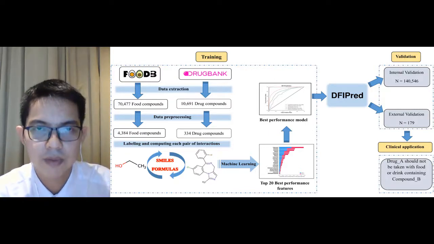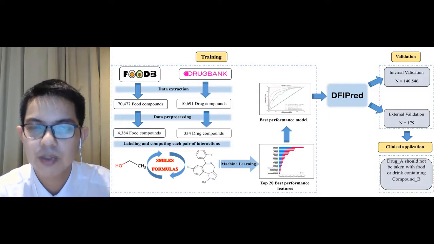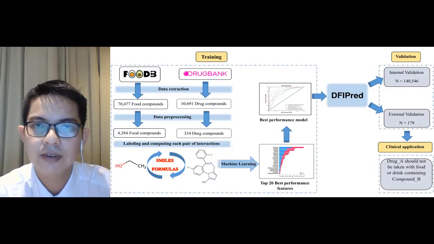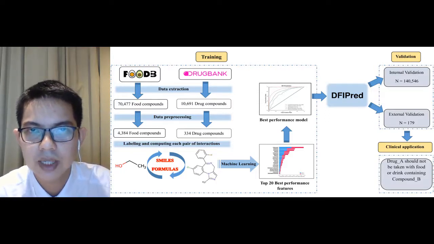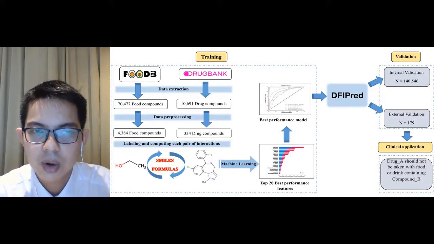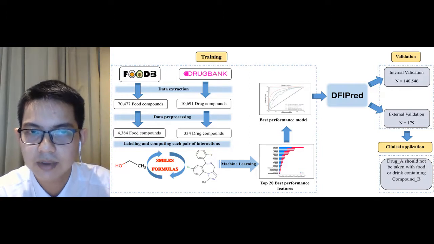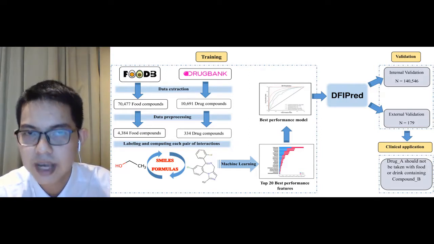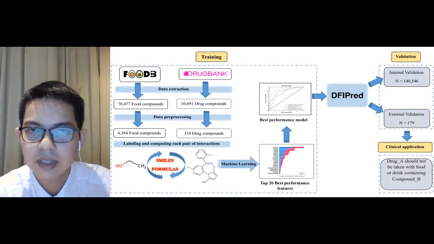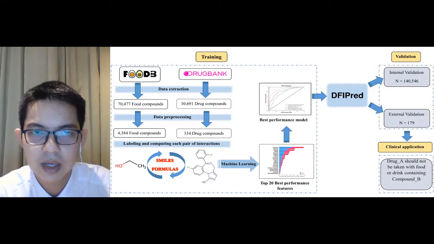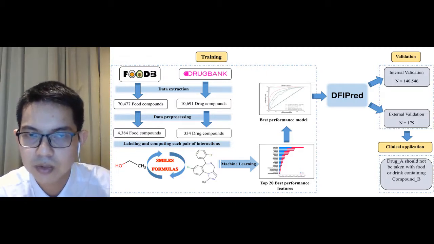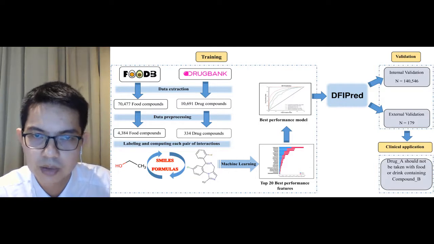And this is our workflow here. For the first step, we try to extract the data from the public databases FooDB and DrugBank. So we had 70,477 food compounds compared to 10,691 drug compounds. After the data preprocessing step, only 4,384 food compounds and 334 drug compounds were included in our training set.